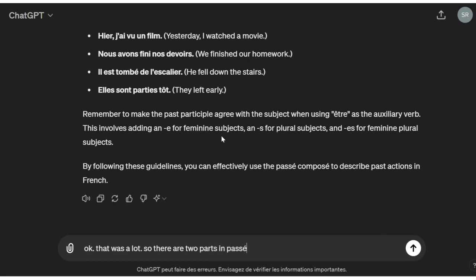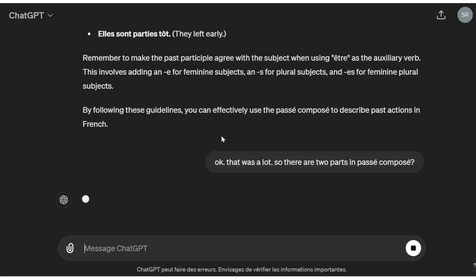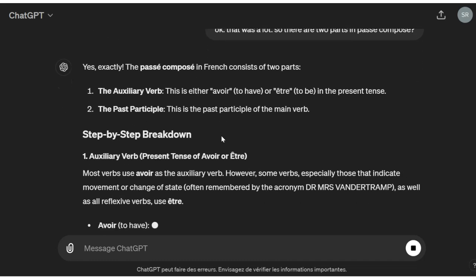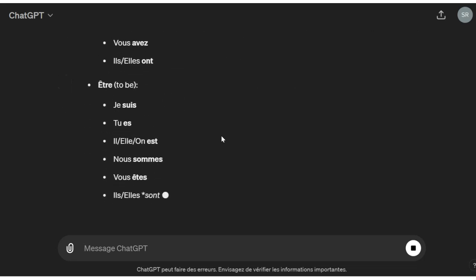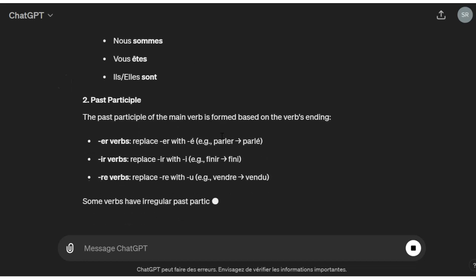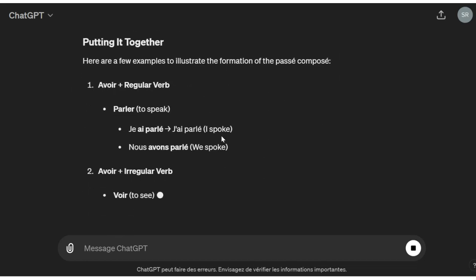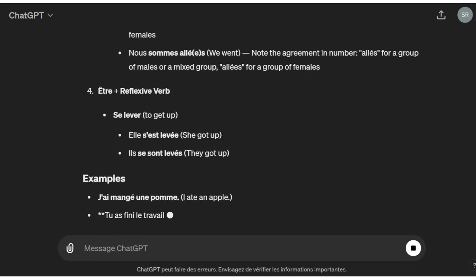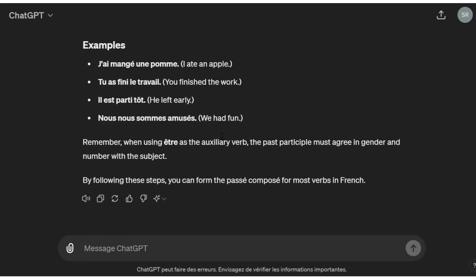And so I start off by asking it questions about the first part. So there are two parts. What are those two parts? And as you can see, it gives me those two parts, and then it goes on to give me a step-by-step breakdown of what those two parts are and how to put them together, which, all things considered, not bad. But still not the step-by-step that was demonstrated in the demo that we saw a little earlier.